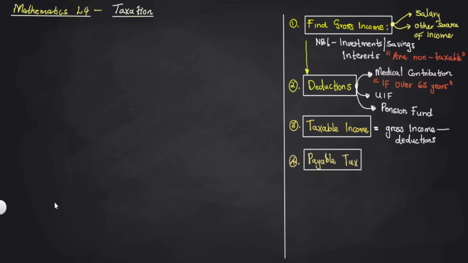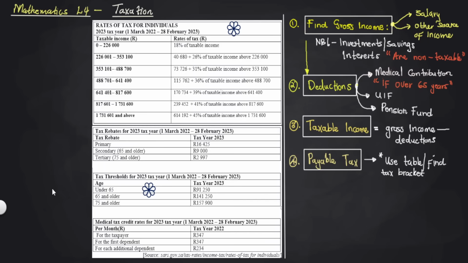Next point, it's payable tax. In order to work out the tax that you're going to pay over your income, you're going to use a table. Which table? I'm sure by now you should be familiar with this table, right? This table, the first table, table number 1. You're going to be using table number 1 to work out a payable tax. And then you can see you're going to have thresholds, tax rebates, but we're going to discuss all of this.